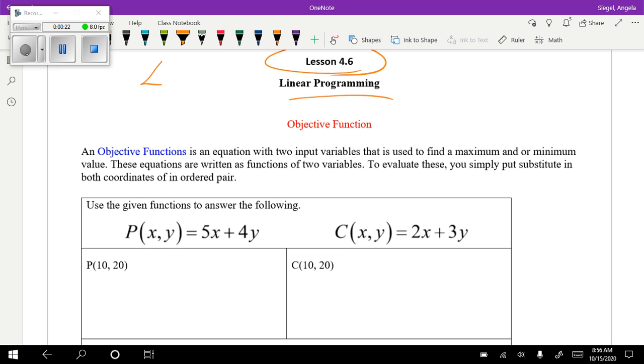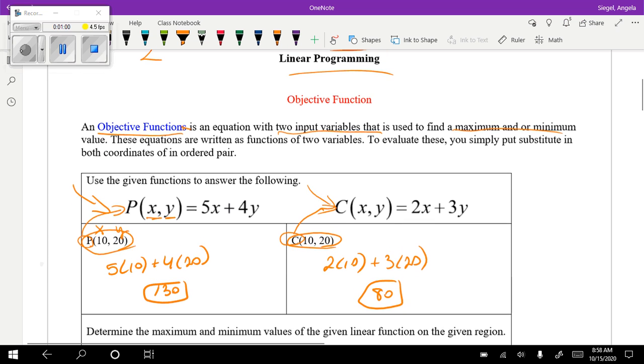So an objective function is an equation with two input variables, so like x and y, that is used to find a maximum or minimum. Okay, so let's start here. So we have these two objective functions here, and we have these two input values. So all you're doing is evaluating. So I'm plugging 10 in for x here and 20 in for y. And notice the p, so I'm going to plug it into that one. And here, c, I'm going to plug it into that one. So go ahead and do that.